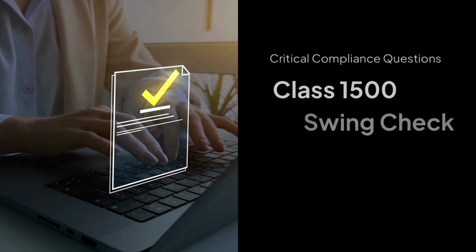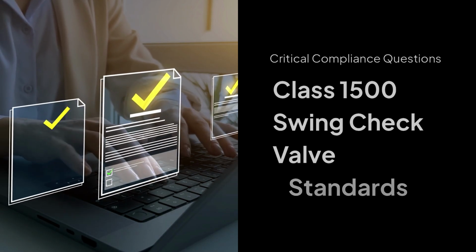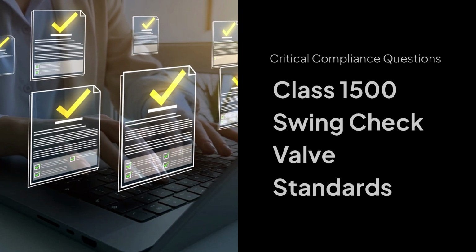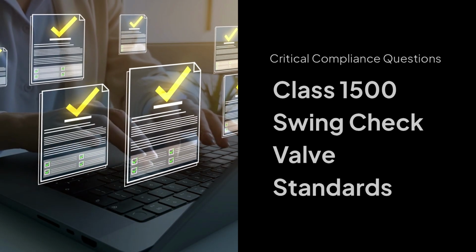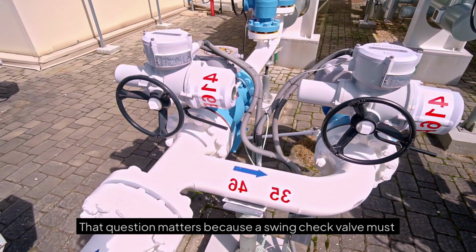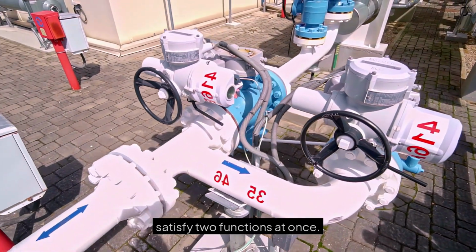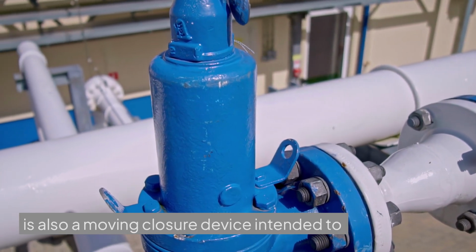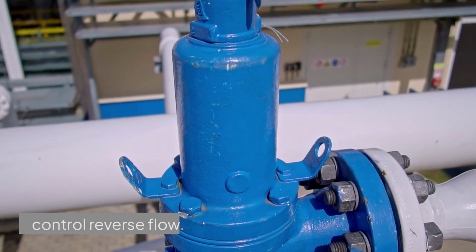Class 1500 swing check valve can be listed against several respected standards and still leave one critical question unresolved. Which standard governs each feature of the valve being purchased? That question matters because a swing check valve must satisfy two functions at once. It is a pressure-retaining component, and it is also a moving closure device intended to control reverse flow.